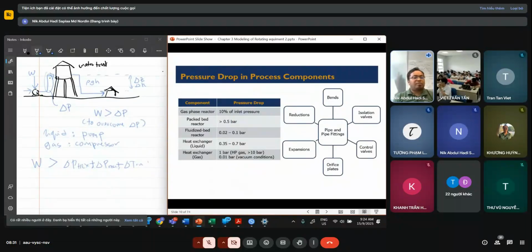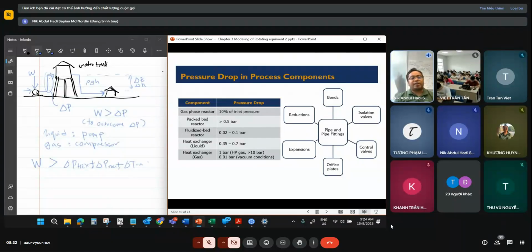So for pressure drop of a process, typically for the gas phase reactor, we can expect pressure drop of up to 10% of the inlet pressure, because for the gas phase reactor, it's all flowing into much smaller, multiple smaller pipes. That's why the change in the diameter will induce some pressure drop.